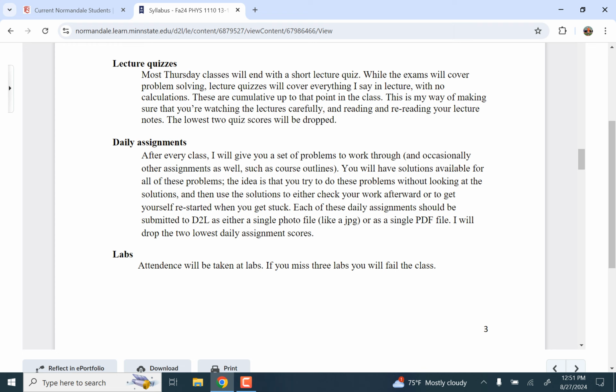I'm sure if somebody had missed two labs and then came to me and said, oh, my car broke down or whatever, I'm sure we could work something out so you don't fail the class. But the basic idea here is I'm taking attendance at these labs and you have to come to labs. Okay. If you don't come to labs, you can't pass the class.